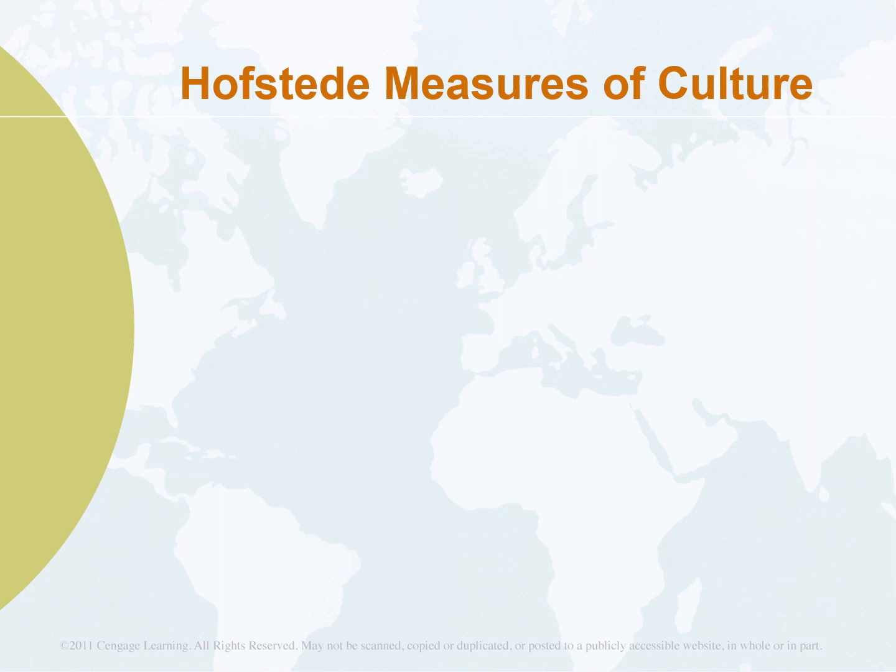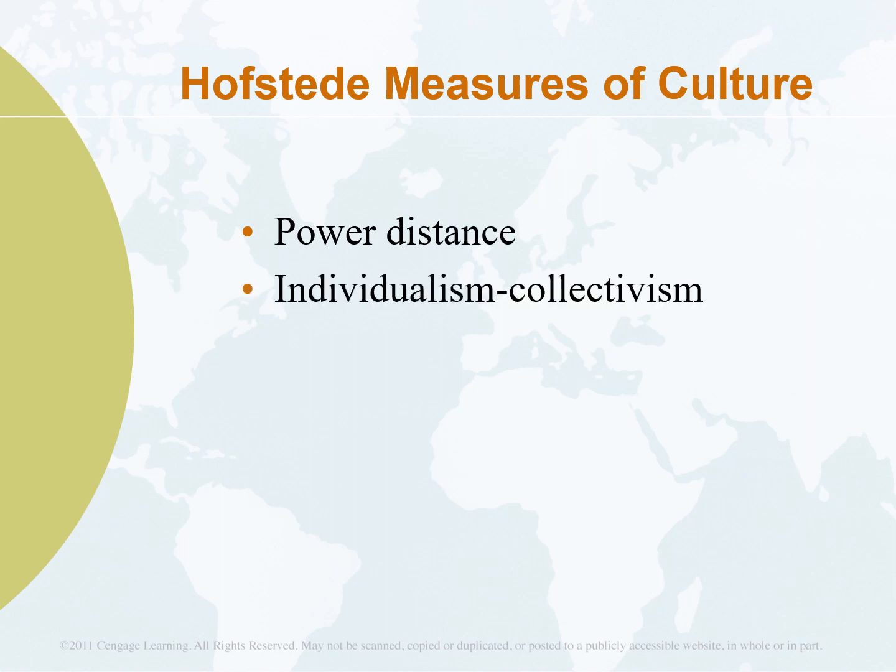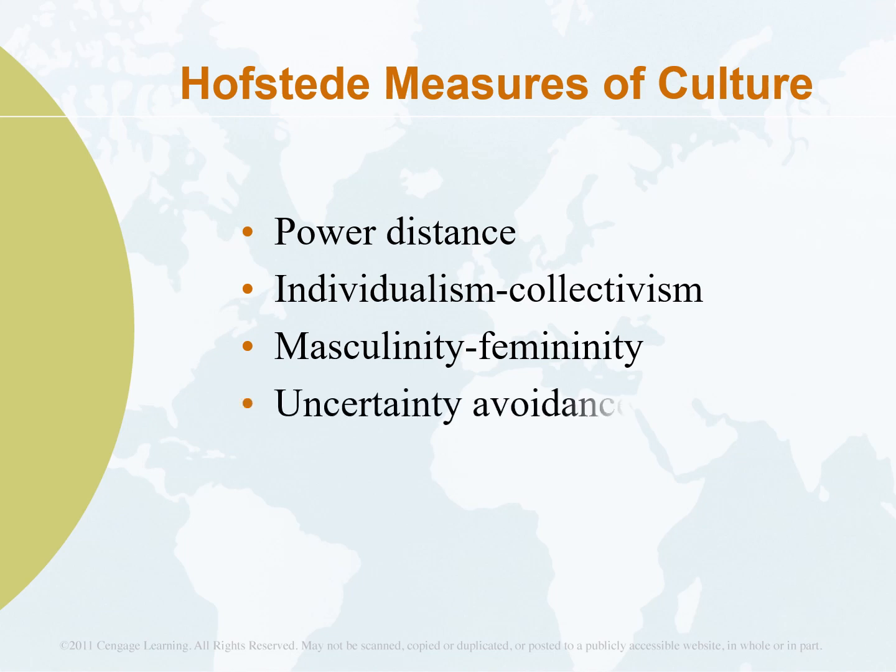We also introduced the theory of Hofstede's dimensions of culture. Make sure you know what power distance is, what individualism versus collectivism is, what masculinity versus femininity is, and uncertainty avoidance. These are the four major dimensions of culture defined by Hofstede that we talked about.